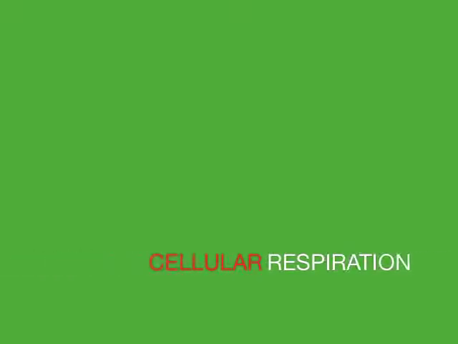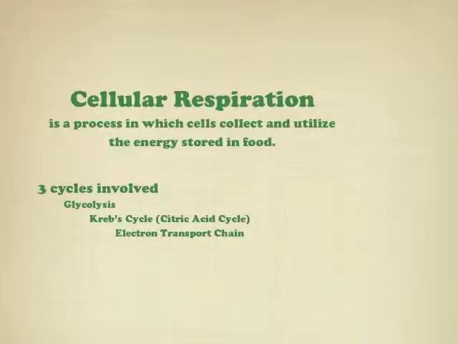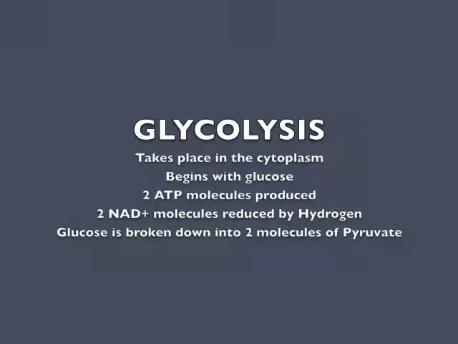And this is our presentation on cellular respiration. So what exactly is cellular respiration? Cellular respiration is the process by which cells collect and utilize energy stored in food. It involves 3 cycles: glycolysis, the Krebs cycle, also known as the citric acid cycle, and the electron transport chain, in that order. Cellular respiration begins with glycolysis, which takes place in the cell's cytoplasm.